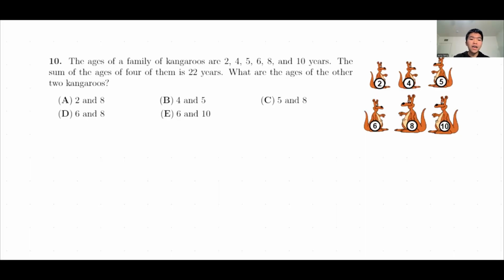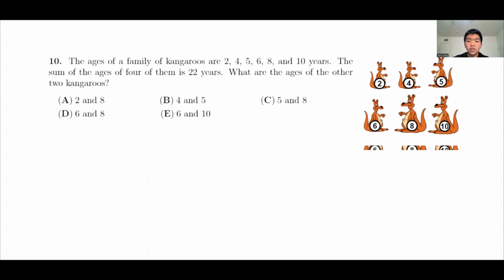Next up, we got question number 10. The ages of a family of kangaroos are 2, 4, 5, 6, 8, and 10 years old. The sum of the ages of 4 of them is 22 years. What are the ages of the other 2 kangaroos?